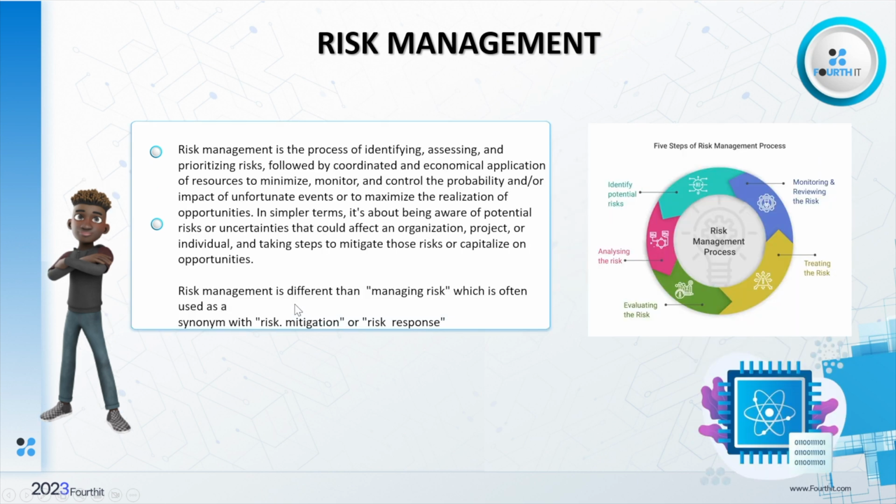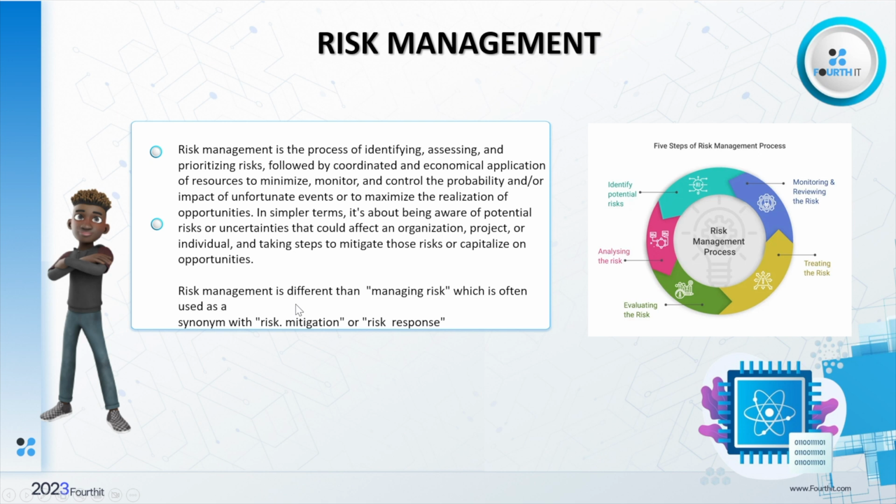Now let's get into what risk management truly is. This is the R in GRC. Risk management is a process of identifying, assessing, and prioritizing risks. This is followed by a coordinated application of resources to minimize and control the probability of an unfortunate event. In easier terms, we could say that risk management is about being aware of potential risks or uncertainties within your environment that could affect an organization, a project, or an individual, and taking the necessary steps to be able to address those risks. That is what risk management is.